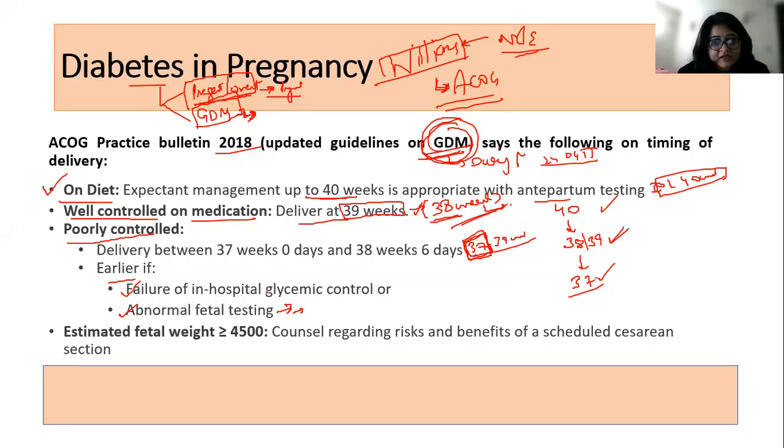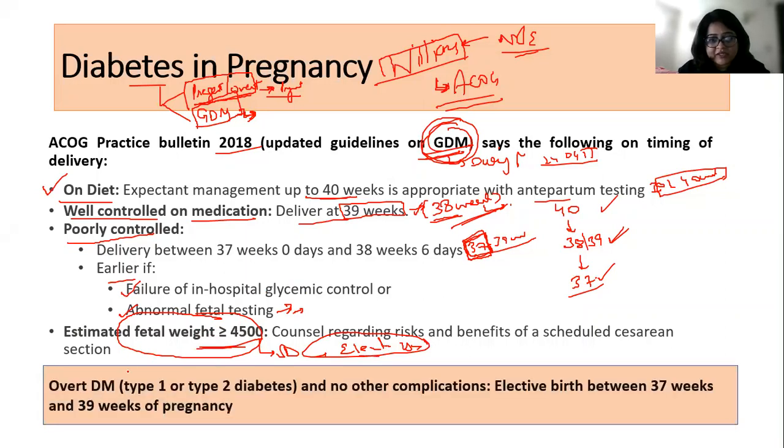Going back, one more important thing: if you get a question on GDM with fetal weight more than 4.5 kg, then because of the risk of shoulder dystocia, you should counsel the patient for an elective LSCS. Irrespective of everything else, if 4.5 kg is the fetal weight on ultrasound estimation, counsel her for elective LSCS because of the risk of shoulder dystocia.